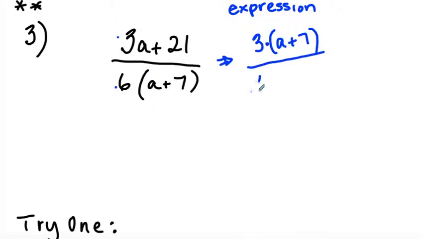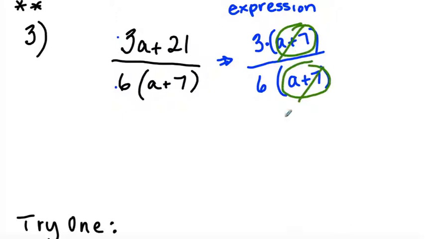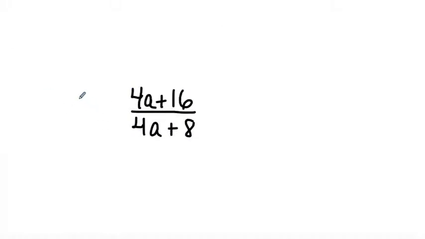All right, and then on the bottom I have 6 all over a plus 7. Now, because these quantities, these expressions are exactly the same, you are allowed to cancel them. So then you'd be left with 3 over 6. But I think you know that if it was 3 over 6, that you would reduce that to 1 over 2. Okay, I want you to try one. Here we go. 4a plus 16 all over 4a plus 8. Press pause, try it, and then come back.